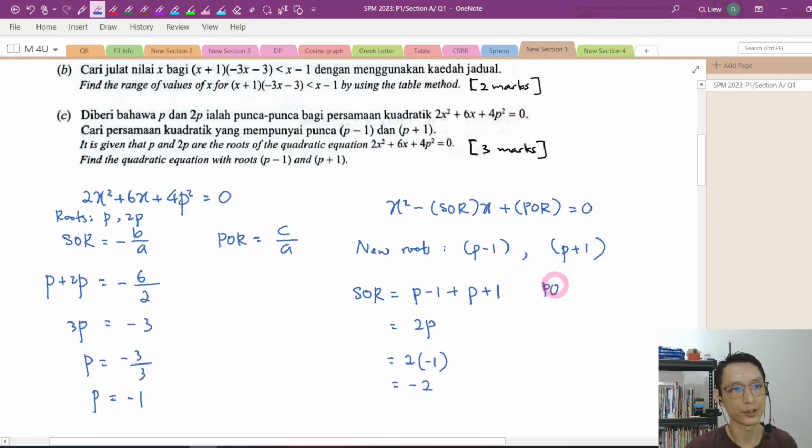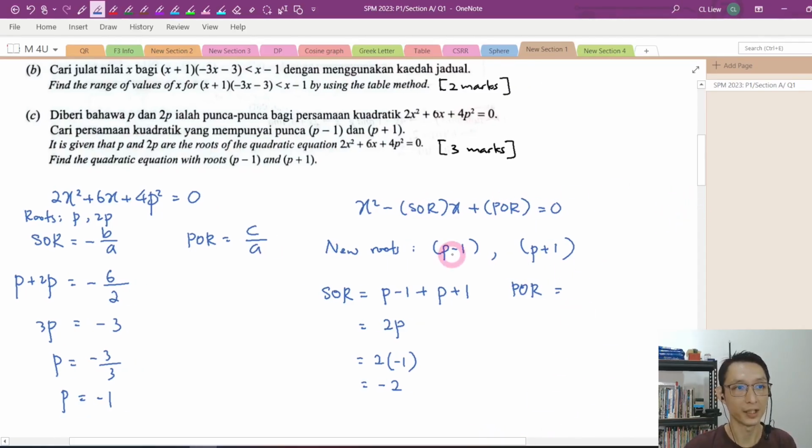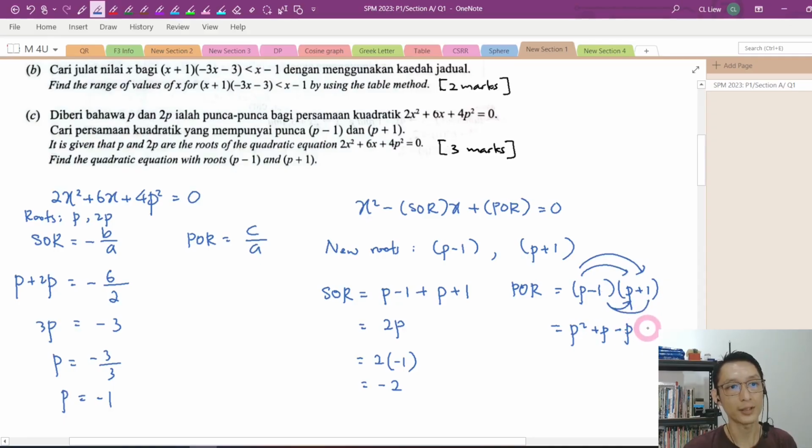How about the product of roots? Why do we need to find the sum of roots and product of roots? Because I'm going to use this to help me form the quadratic equation. That's why I need the sum of roots and product of roots. Okay, the product of roots will be this times this, p minus 1 times p plus 1. Do some expansion over here. p squared plus p minus p, and the last one minus 1.